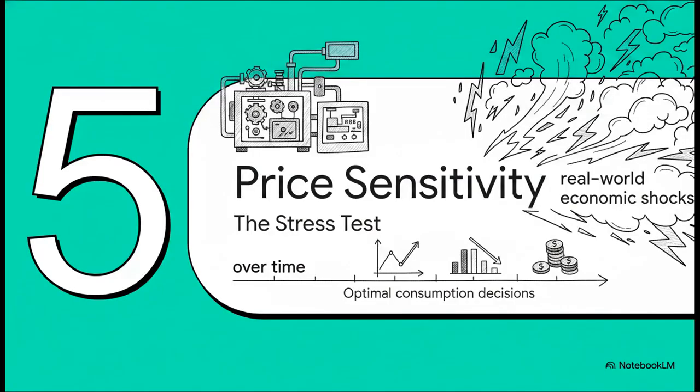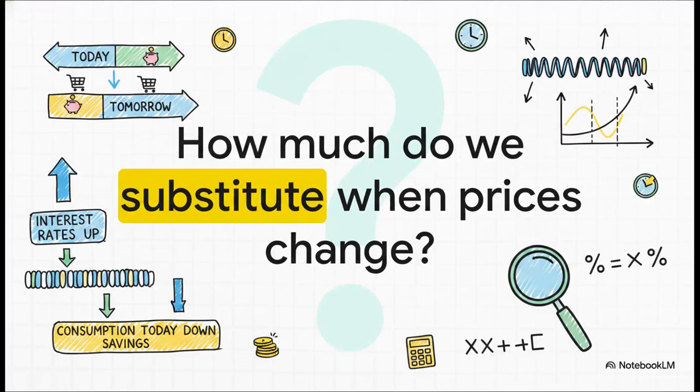Section 5. Measuring price sensitivity, the stress test. Our machine is fully built, but now we gotta stress test it against real-world economic shocks. If today becomes relatively more expensive, exactly how much do we substitute away from it toward tomorrow? We know humans logically pivot to the cheaper time period, but we don't just want a vague direction. We want to calculate the precise elasticity.